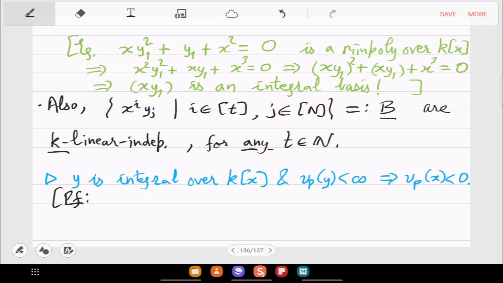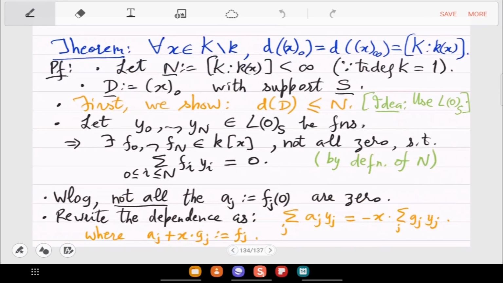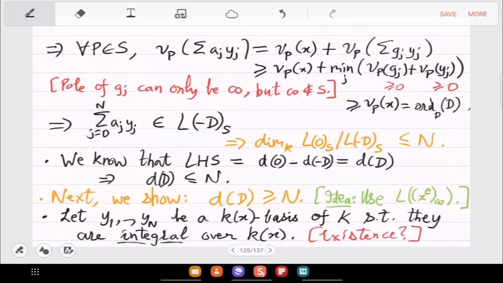Earlier it's k independent, not clear. We're just taking all the possible i's, some very big number t. For k linear independence, we need that yi belongs to k, like be a polynomial, not a rational function? No. Y is given. Y is fixed. Y is this. Sorry, where was that? Yeah, the last line.